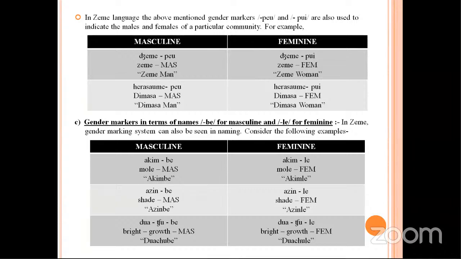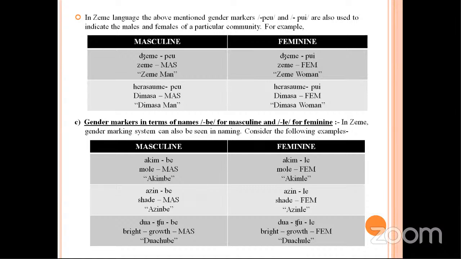Gender markers in terms of names: be for masculine and le for feminine. In Jeme, the gender marking system can also be seen in naming. For example, Akim Be. Akim is a mole, Be is a masculine marker, Akim Be. Akim Le. Akim mole, Le feminine marker, Akim Le. Azin Be.